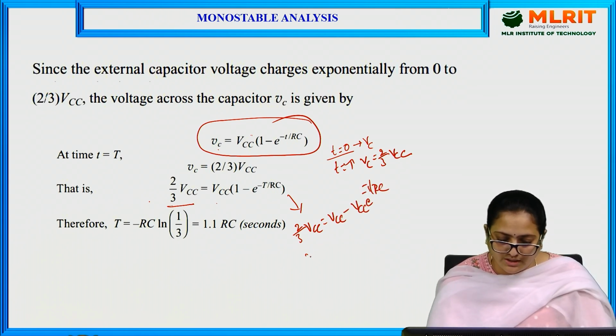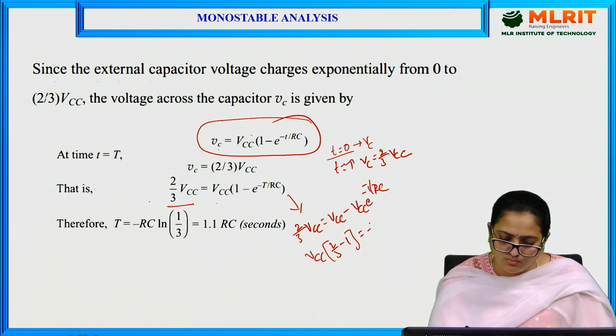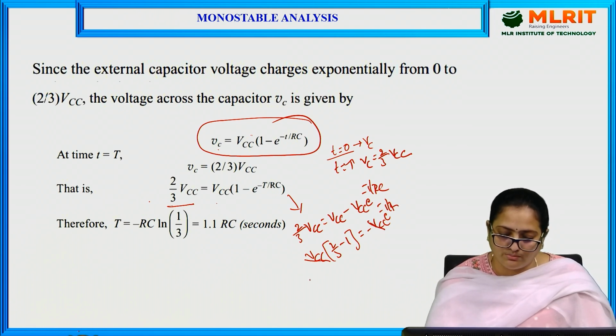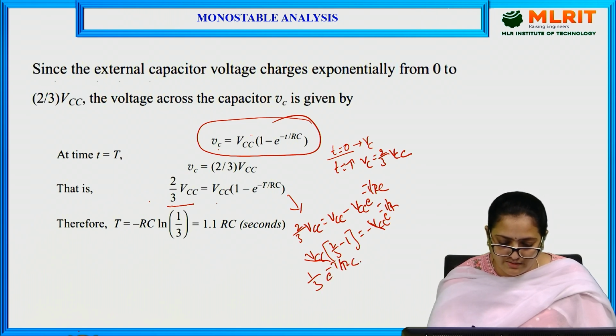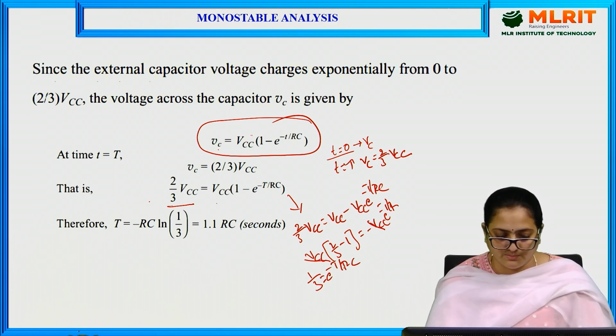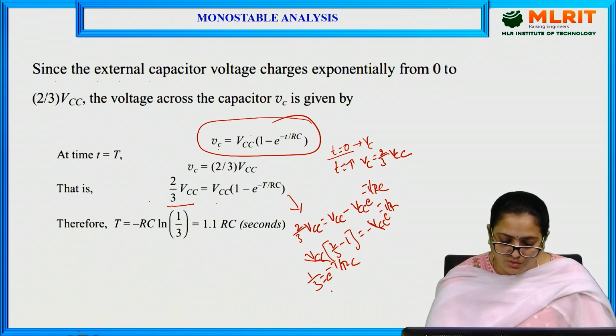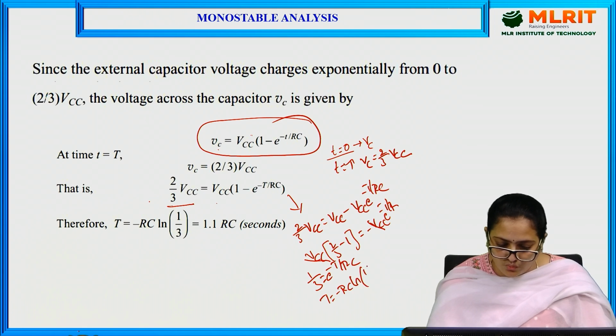If you take this VCC common, you can write 2 by 3 minus 1, which is equal to minus e power minus t by RC. So the VCC cancels out, and 2 minus 3 gives minus 1 by 3. So you can write 1 by 3 is equal to e power minus t by RC. So you can write this directly as t is equal to minus RC into log 1 by 3.